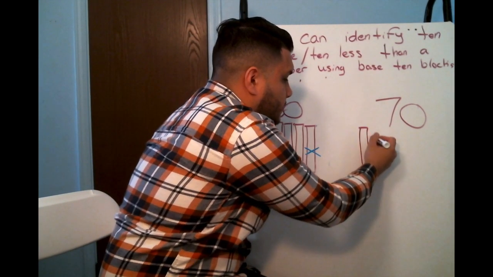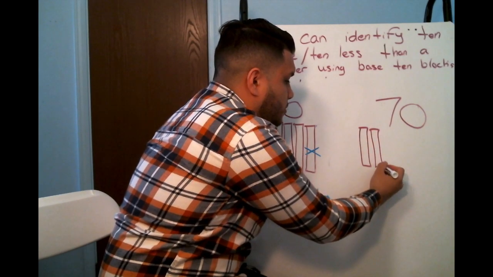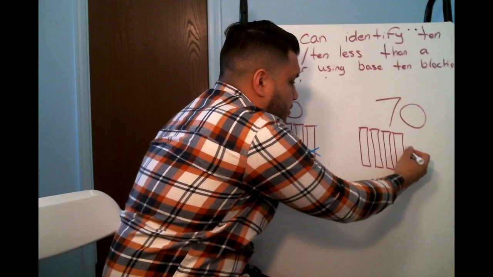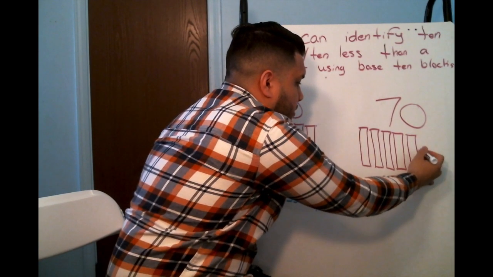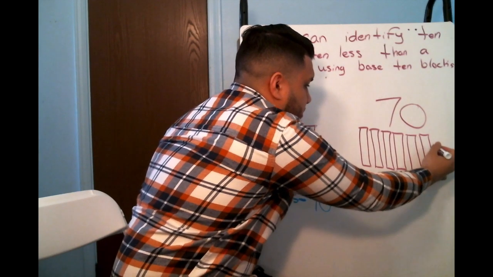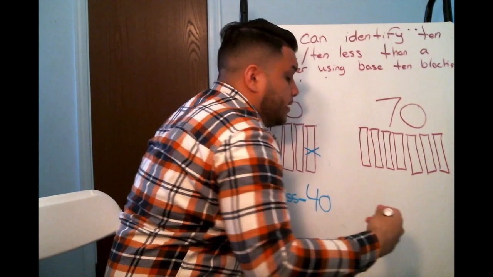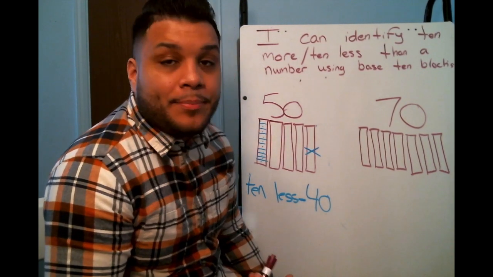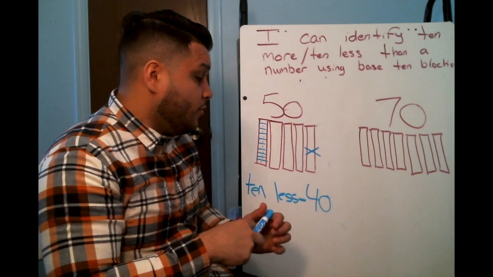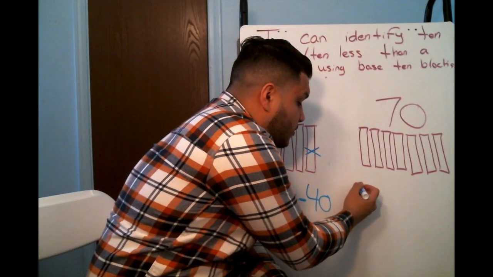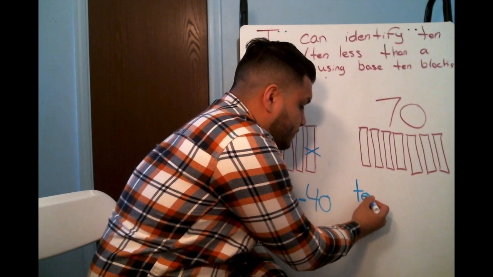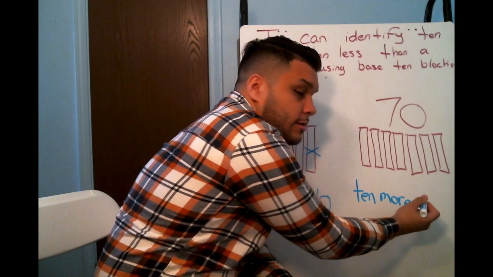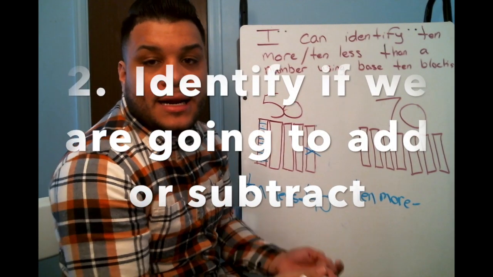Count with me. 1, 2, 3, 4, 5, 6, 7. So step number 1 is draw our original number. Step number 2 is try to figure out if I need to add one or take one away. So if I'm doing 10 more, step number 2 is going to tell me that I need to do what?